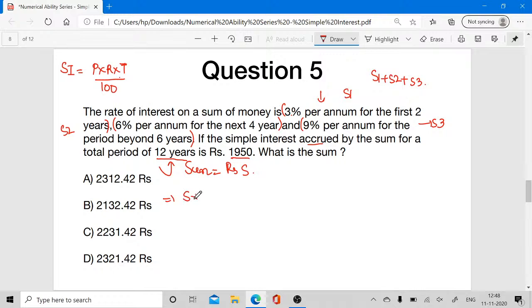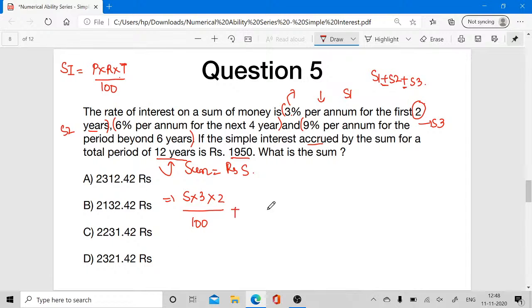So this is S into, what is my sum? What is my rate, people? It is 3%. Do I know the time here for the first 2 years, right? S into 3 into 2 by 100. This became my first one, right? What did I say? I have to add all the 3.